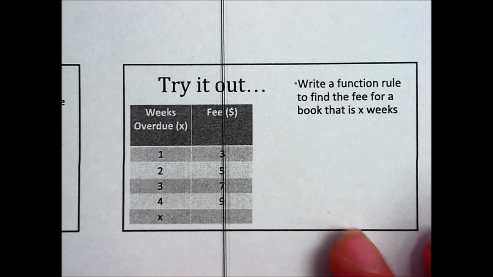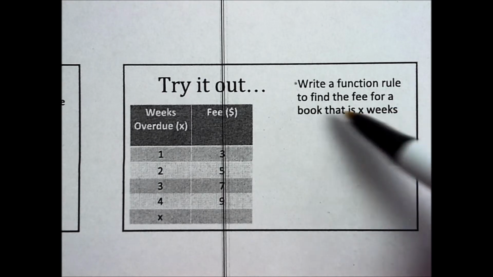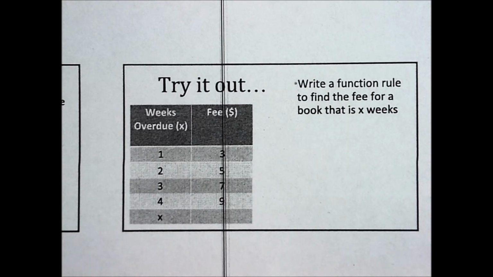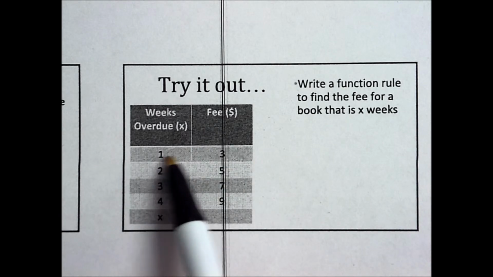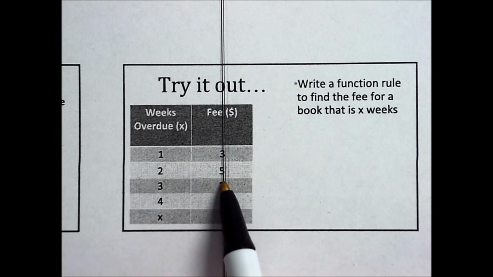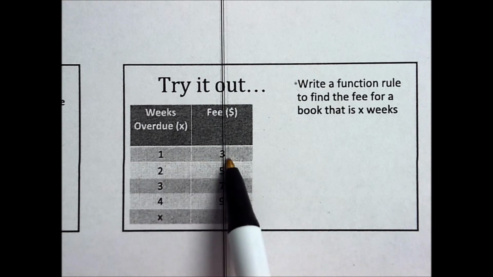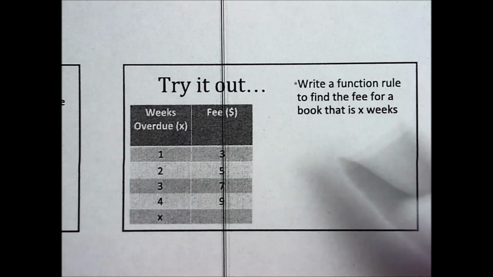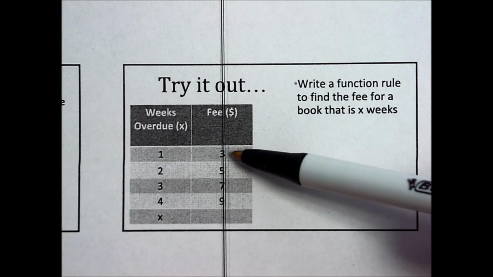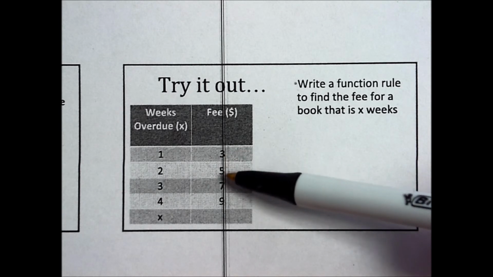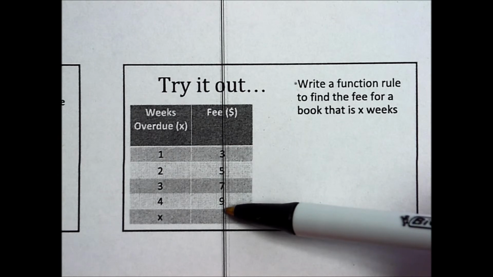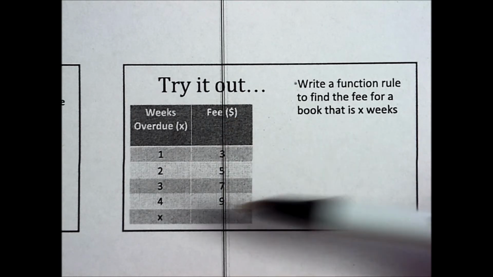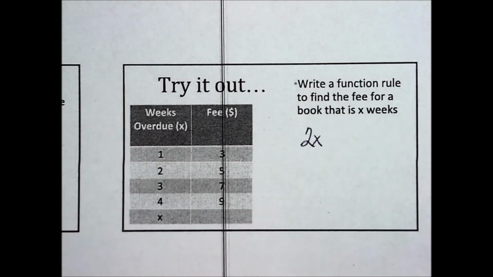So now we're going to try it out. We're going to write a function rule to find the fee for a book that is 8 weeks overdue. Alright, so I start looking, and 1 times 3 is 3, but 2 times 3 isn't 5. And I can say 1 plus 2 gives me 3, but 2 plus 2 doesn't give me 5. So that means it's going to be a combination. It's a 2-step rule with multiplication and addition. Alright, so let's look here at our outputs and see what our increase is. 3, 5, 7, 9. Okay, so we have an increase by 2, so that means 2x will be part of the rule.